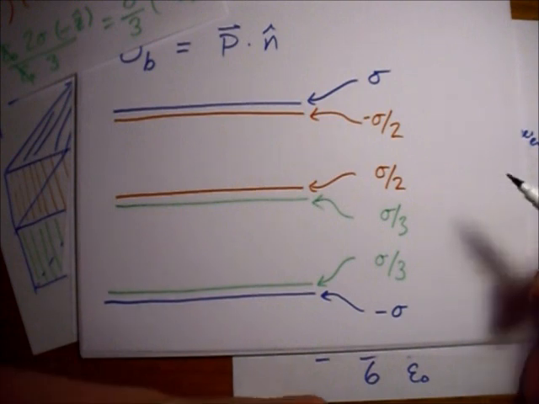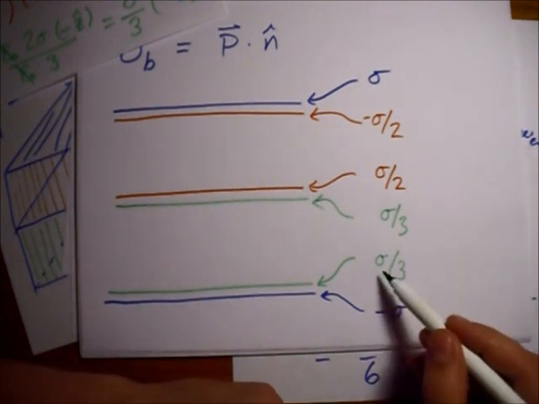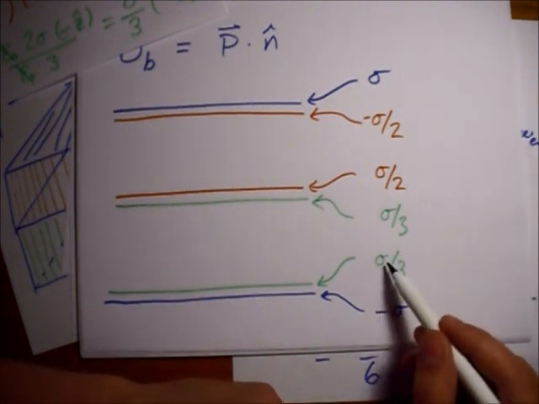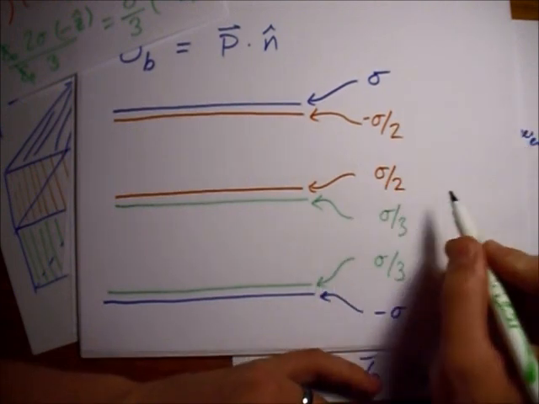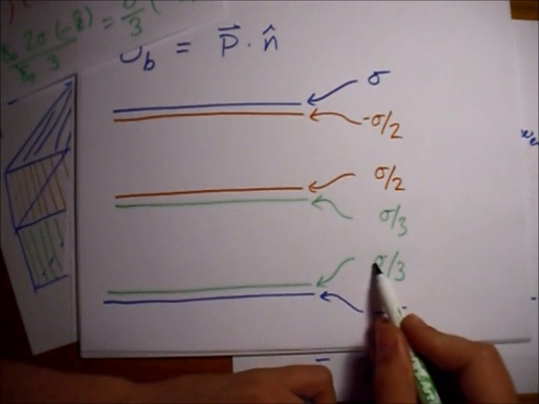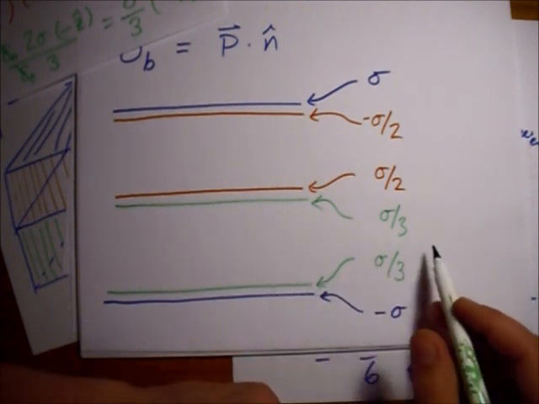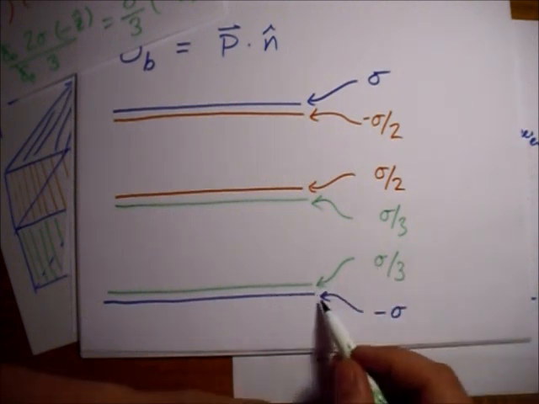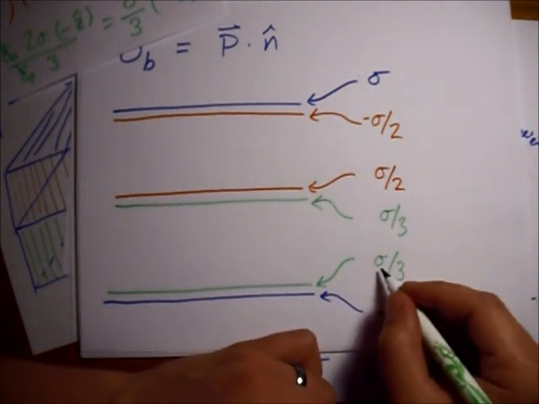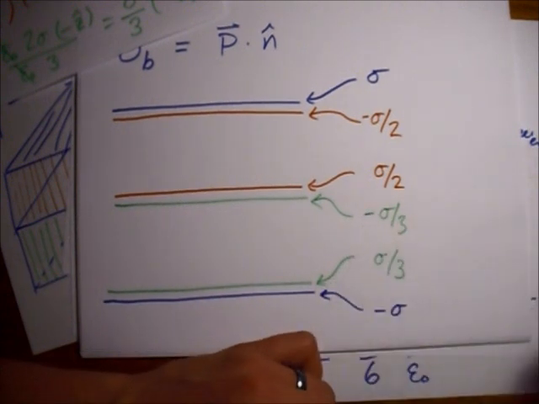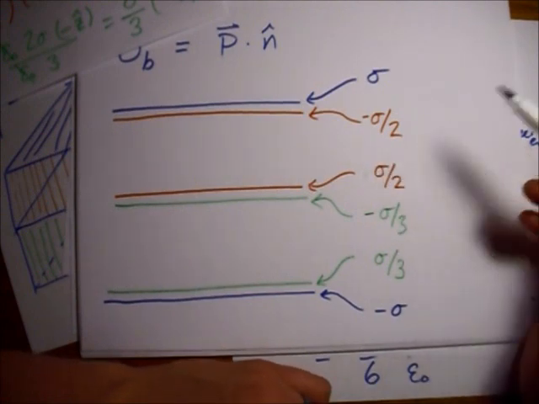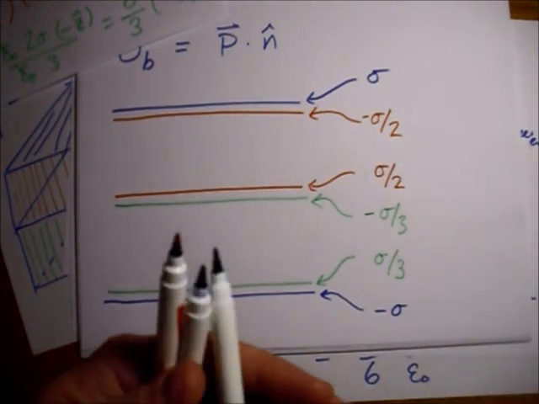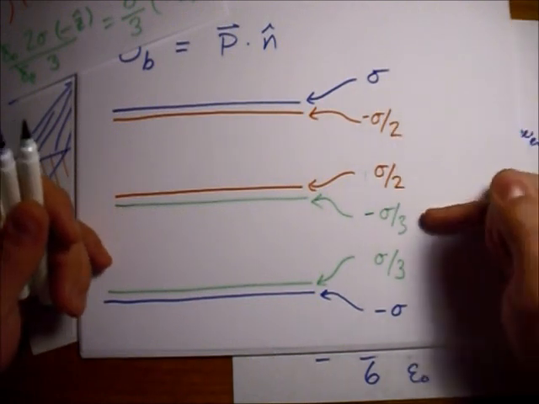Which one is positive now? The bottom one is positive. Well, I guess the bottom one was positive on this one too. The positive bound surface charge is attracted to this negative free charge down here. So this one's positive, this one's negative. And of course, this negative is attracted to this positive. So anyway, it just goes positive, negative, positive, negative, positive, negative.